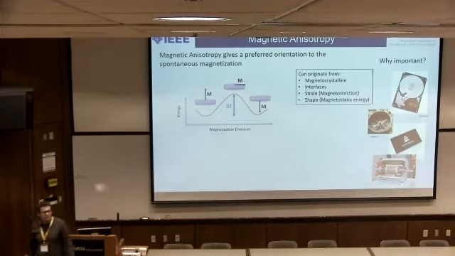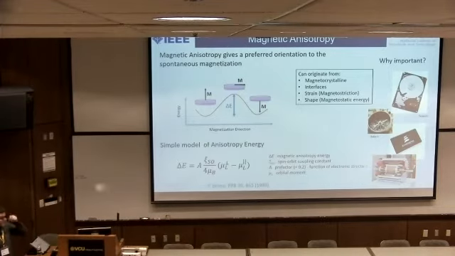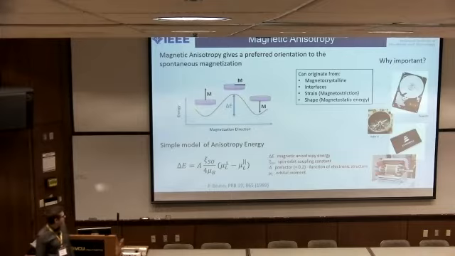You always want it to point north. You don't want the magnetization to be moving around. And to understand where anisotropy comes from, of course, we always want to turn to theory. And so a very simple model was developed by Patrick Bruno that can be used to show some of the origins of where it comes from.